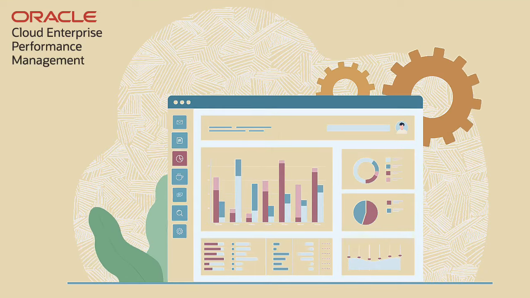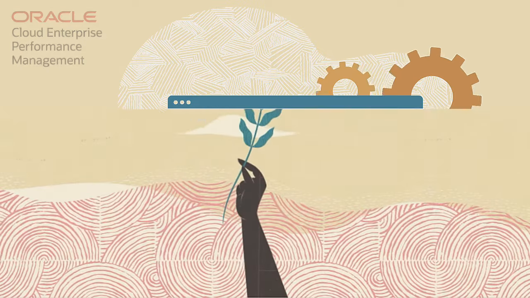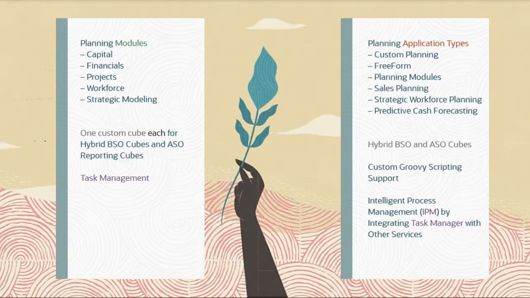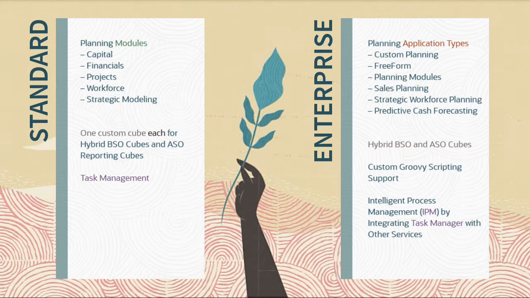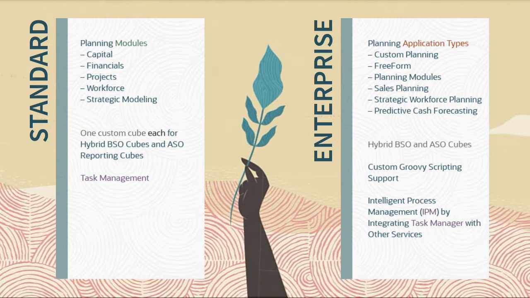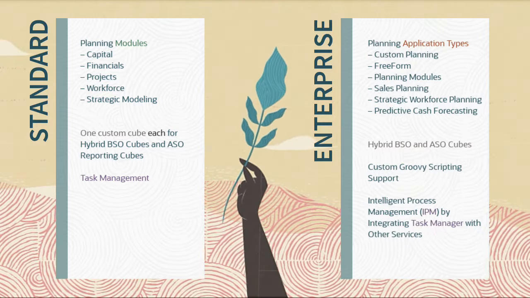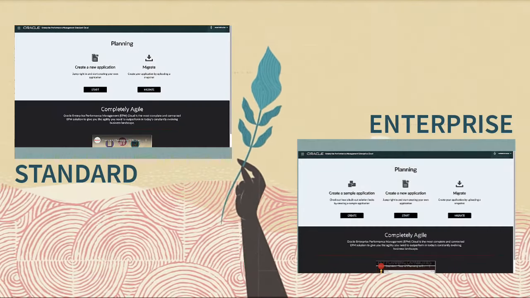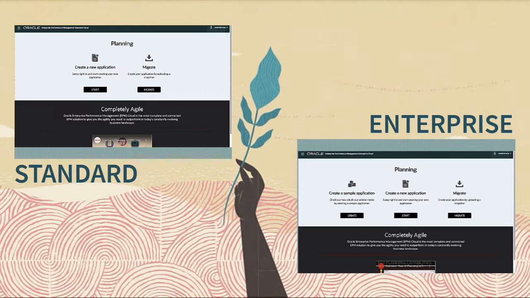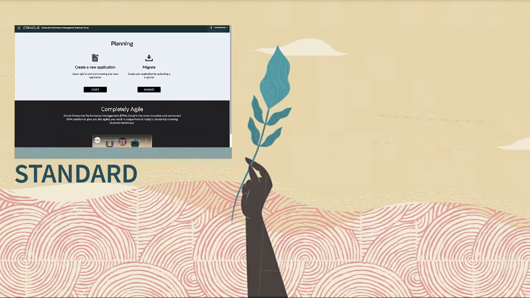Oracle has two license offerings for Cloud Enterprise Performance Management Services Planning: Standard and Enterprise. Enterprise includes all functionalities included in Standard, as well as additional offerings and features. I'll first show you how to set up a planning application in a Cloud EPM Standard service.